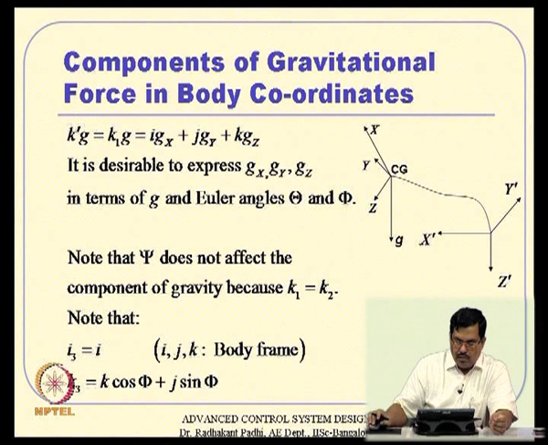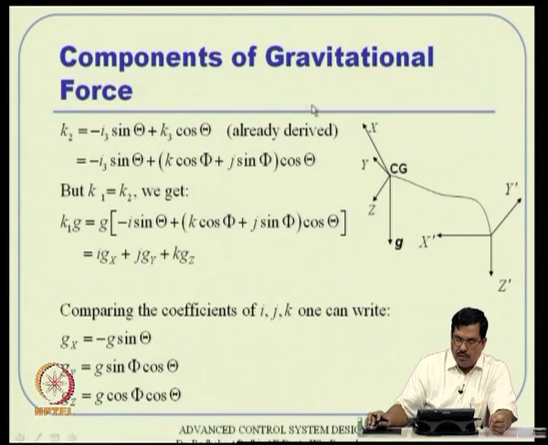So, k3 and k2 is like this, it is a function of theta obviously, right, and theta is related to I and k. So, phi is related to k and j like that. If you do a proper bookkeeping, then k2 turns out to be something like that. However, k1 is equal to k2, so you can substitute this relationship, and then you see that k1g is essentially like that.